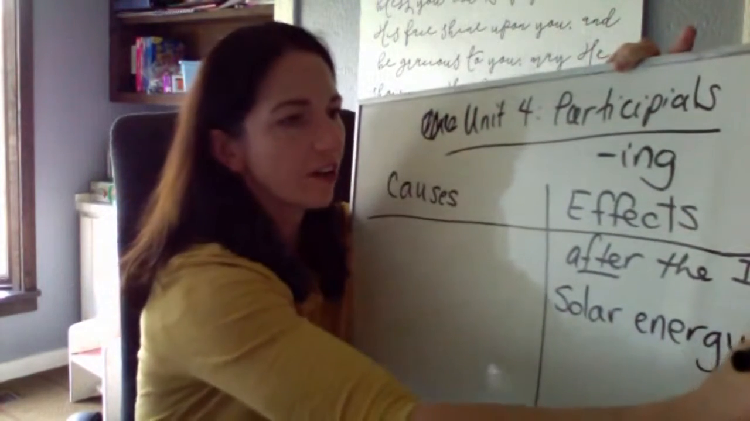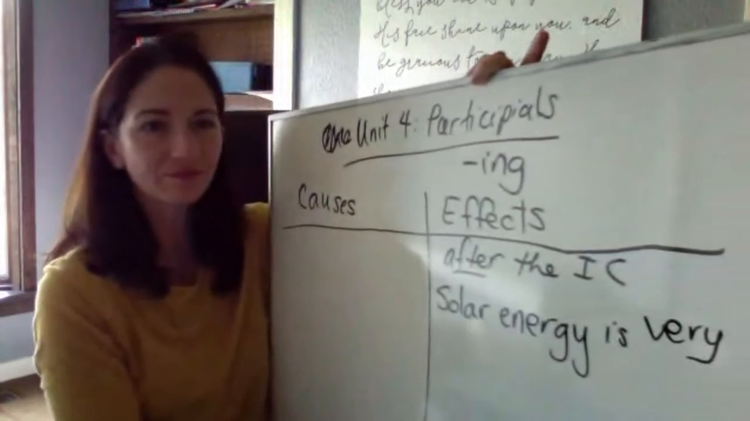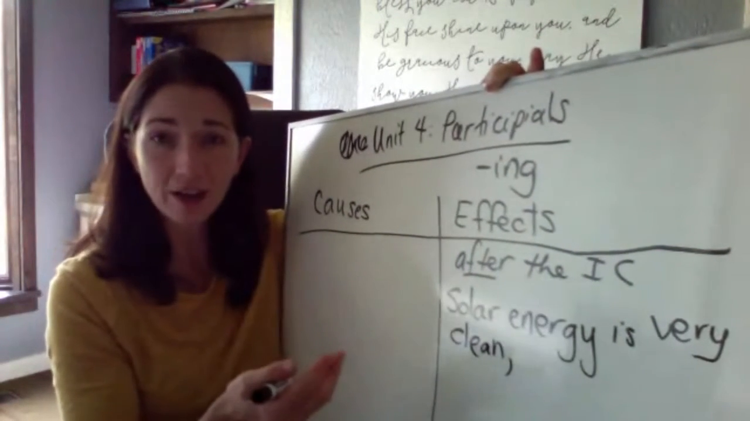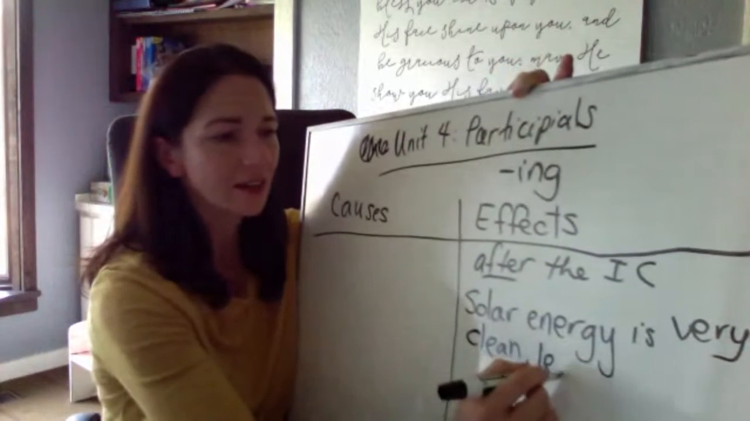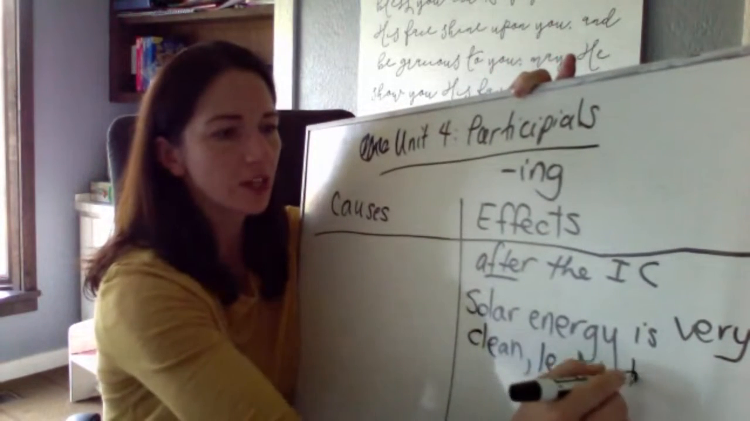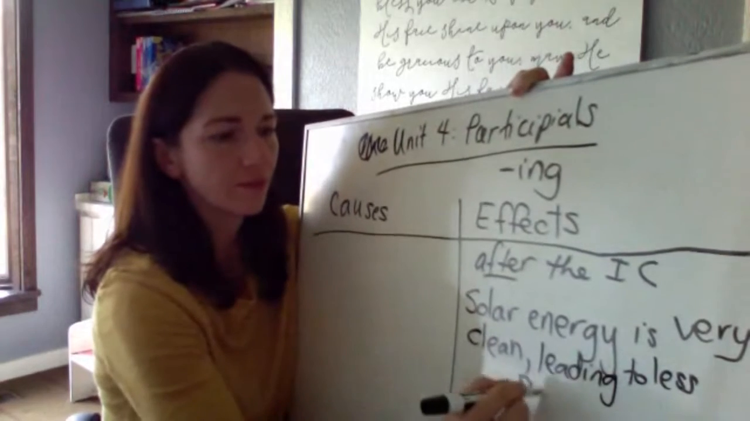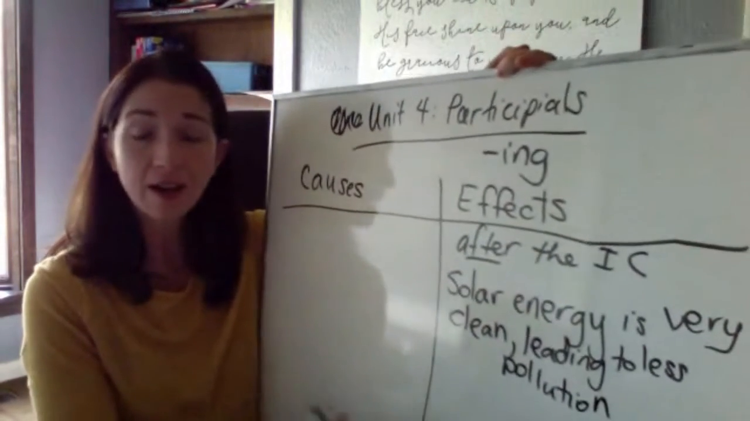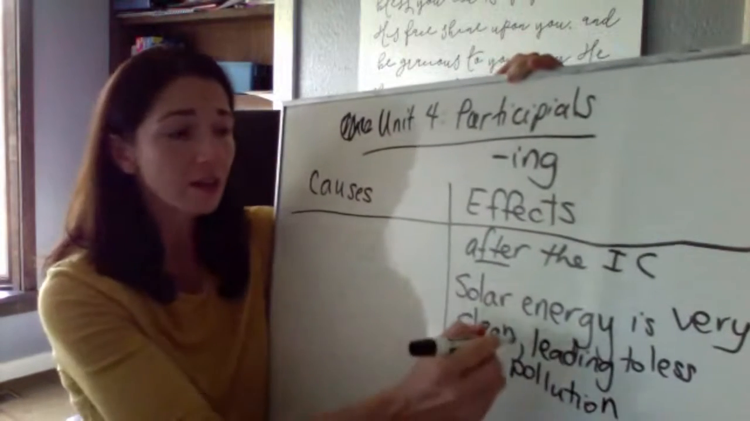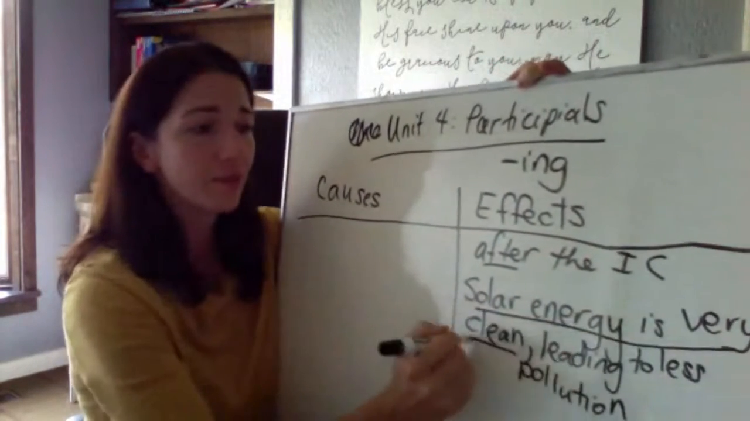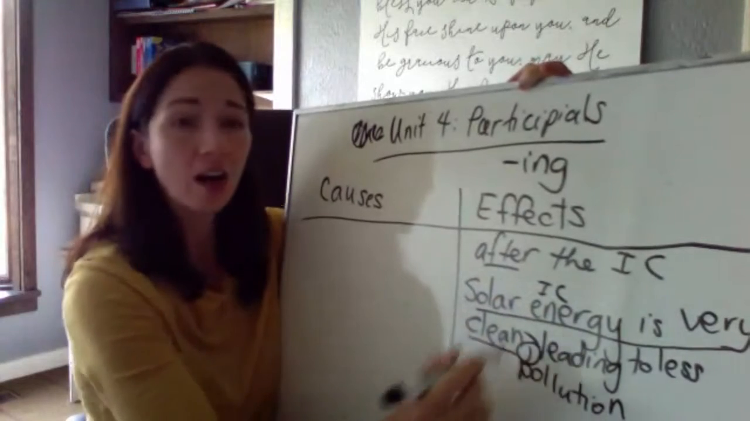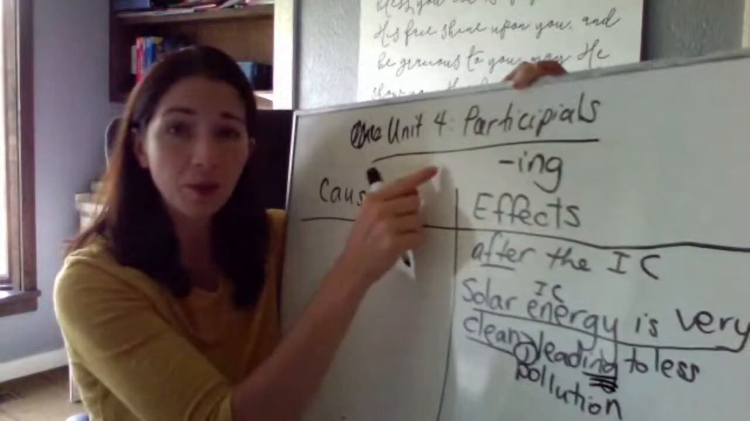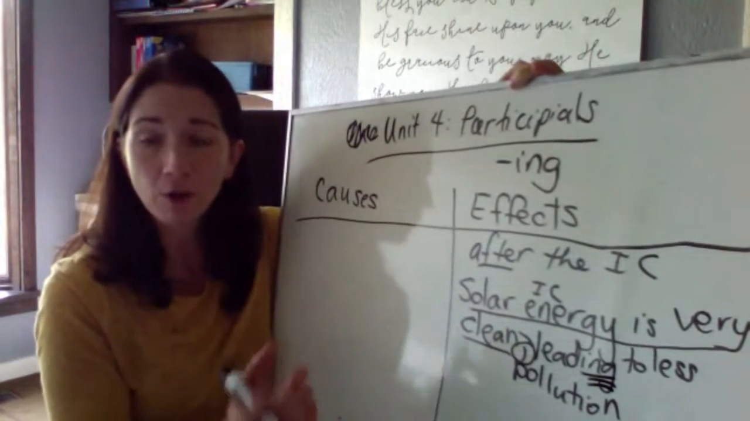Solar energy is very clean. Okay, so because solar energy is very clean, what is the effect? Leading to less pollution. So you can see right here already, what's our formula, or what's our structure? We have our IC, independent clause, we have a comma, and we have the ing, which is what we call the participial, the ing form of the main verb.